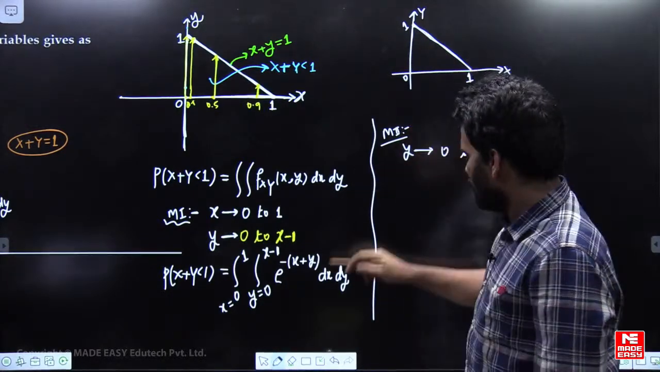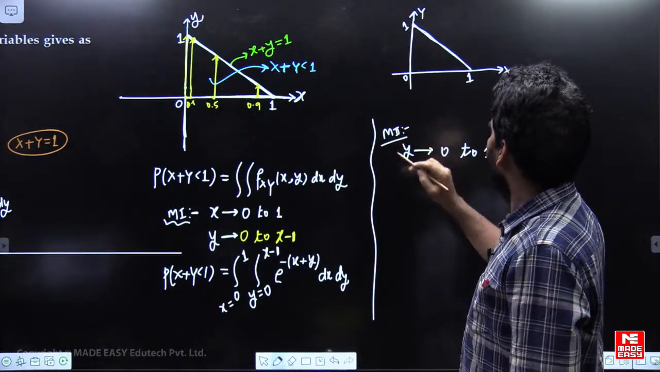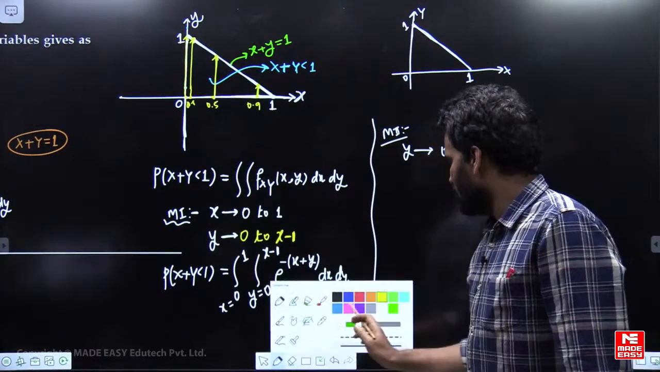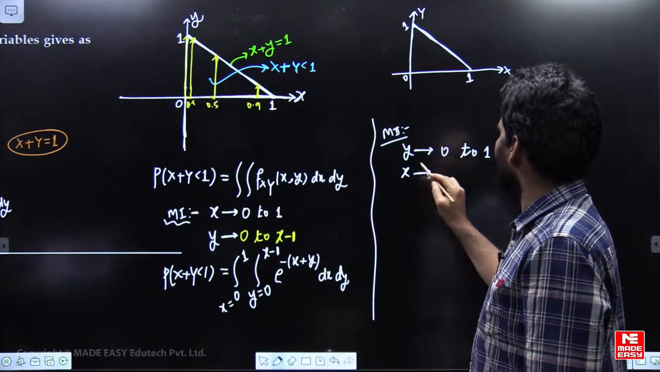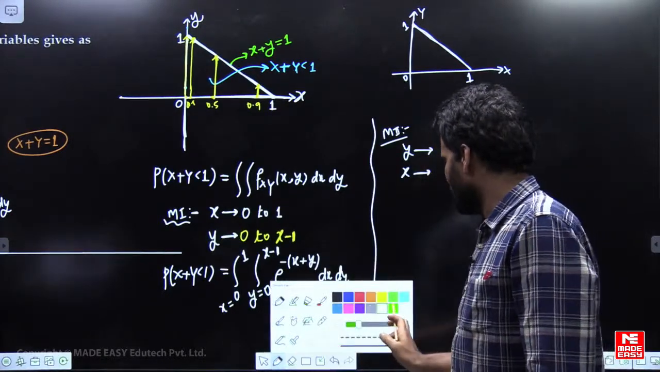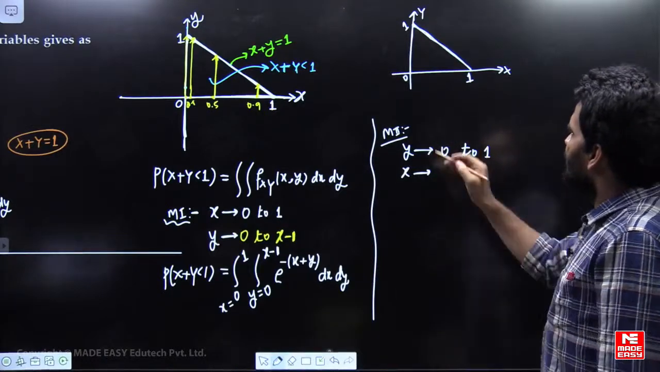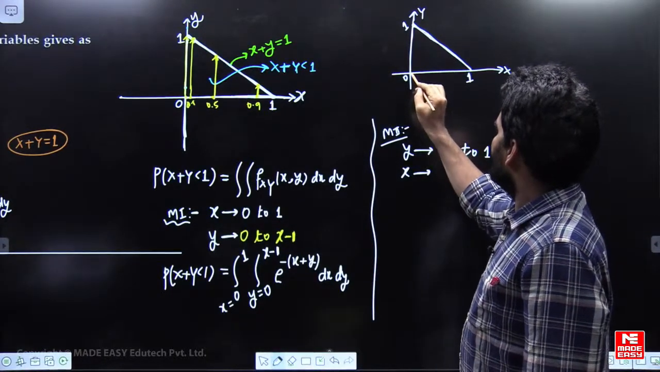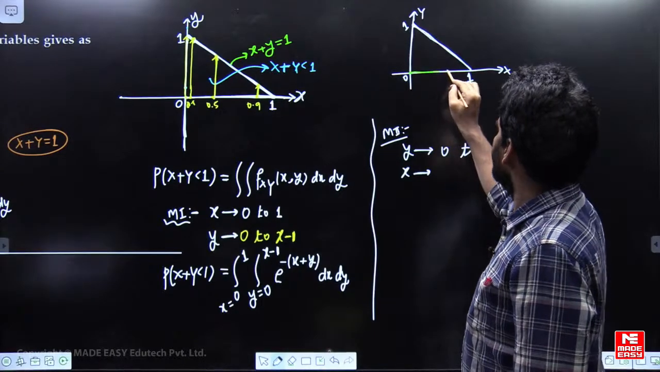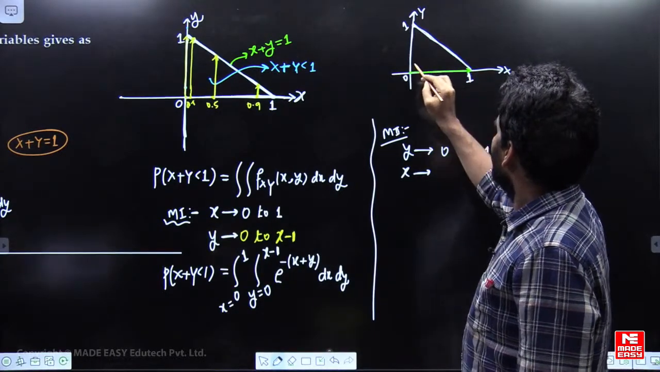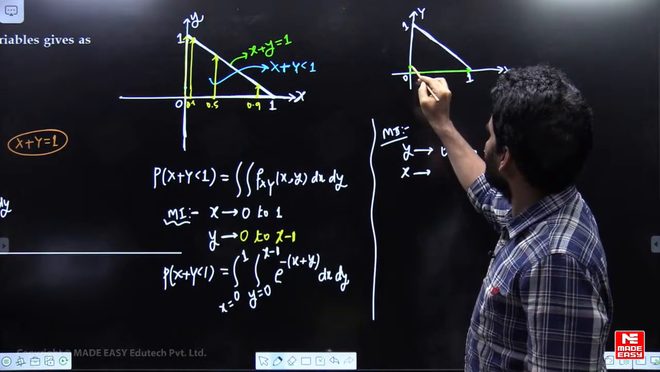Okay, on fixing y, what is the range of y values here? 0 to 1. Okay, and what are the corresponding x values? For the given y values, what is the range of values we expect for x? For example, if y is 0, what are the corresponding x values here? 0 to 1. If y is suppose 0.1 here, then x is what?